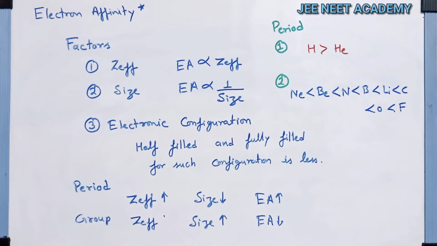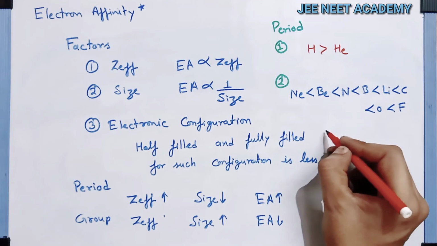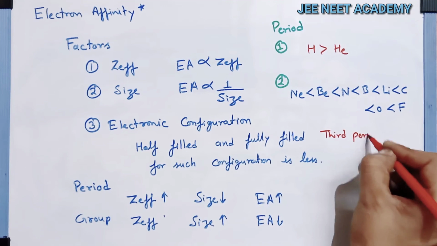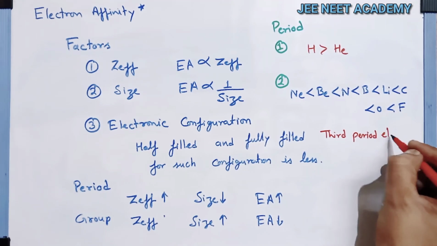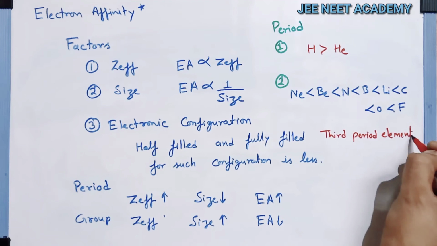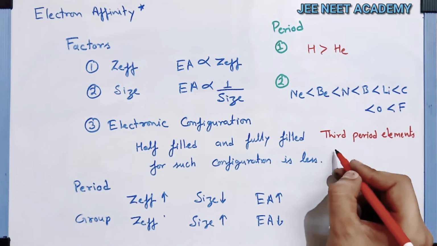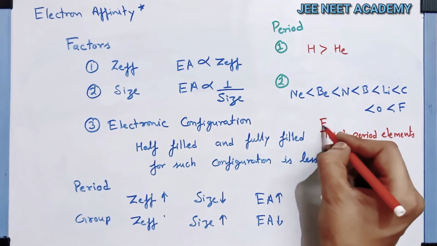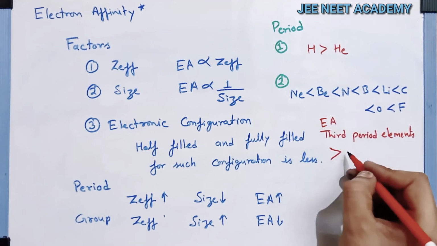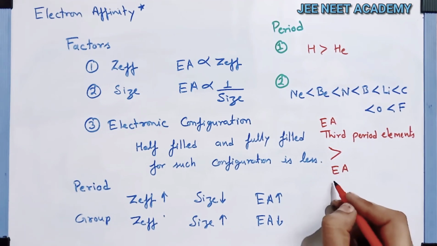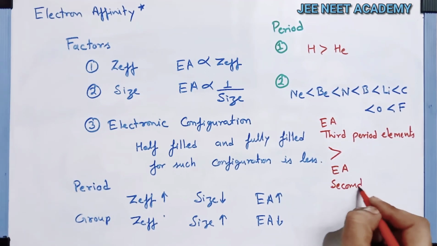In third period elements, here is one important point. Third period elements have more electron affinity than second period elements. Electron affinity of third period elements is more than electron affinity of second period elements.